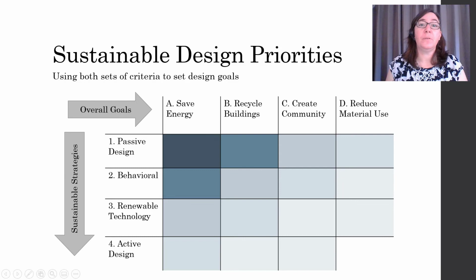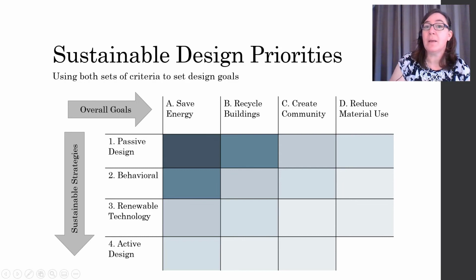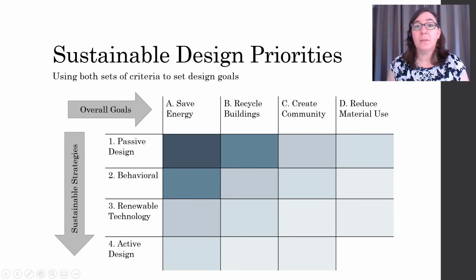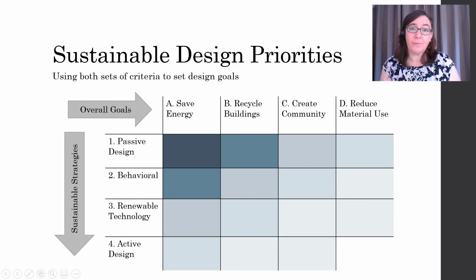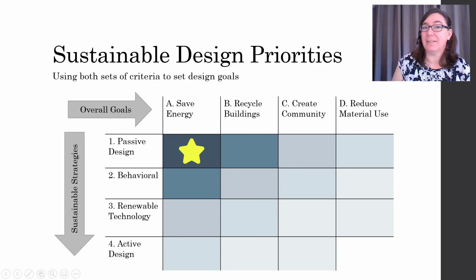If you combine those two sets of categories in a matrix here, you can see that some areas are going to be far more important than others. So as a designer, the first thing you're going to need to look at is that important category of strategies that save energy and fit under the passive design.